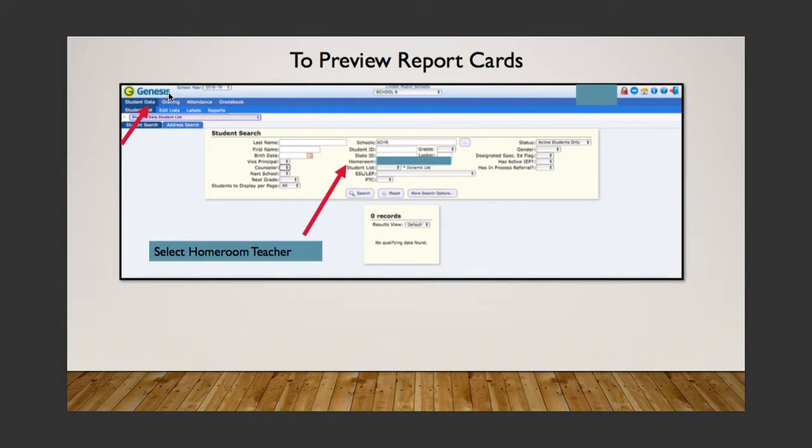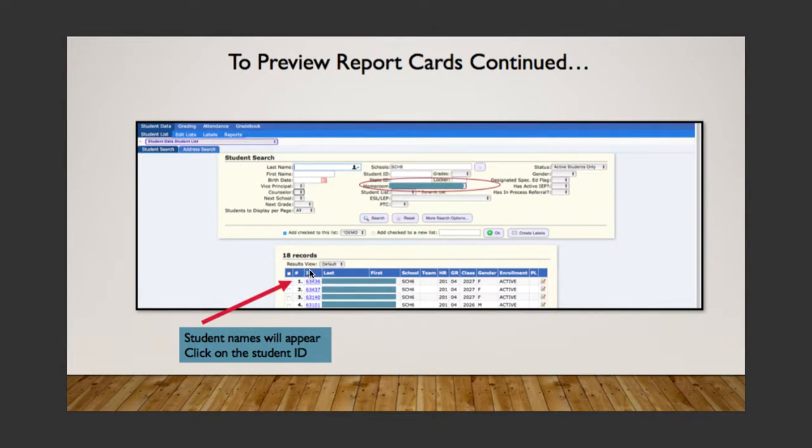Now, although we're not printing our report cards this year, you may decide that you would like to see a student's report card. Here is how it's done. After you log into Genesis, you'll click on Student Data. Then you will go here to Homeroom. It's a drop-down menu. You'll click your homeroom. Then you'll have your list of students. Here's the ID number. Here we've blocked out their names. First thing you'll do is click on their ID number.